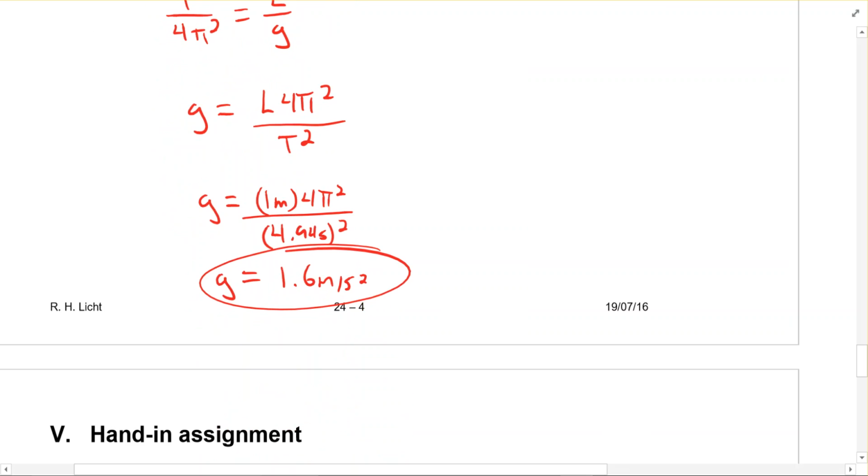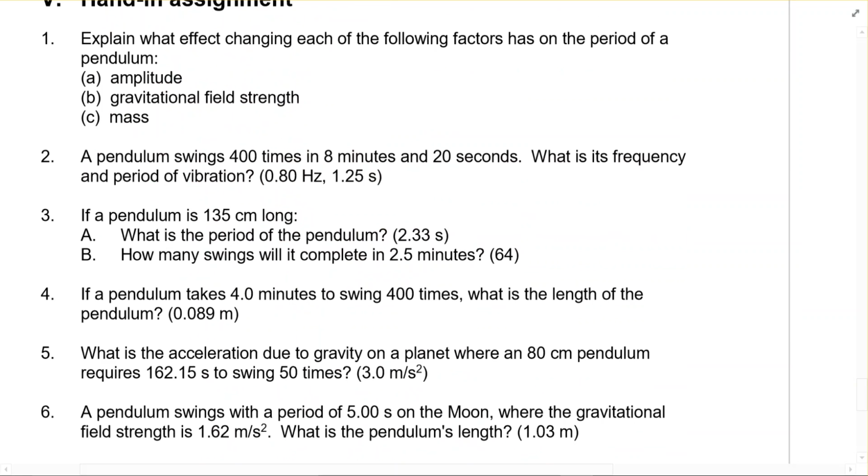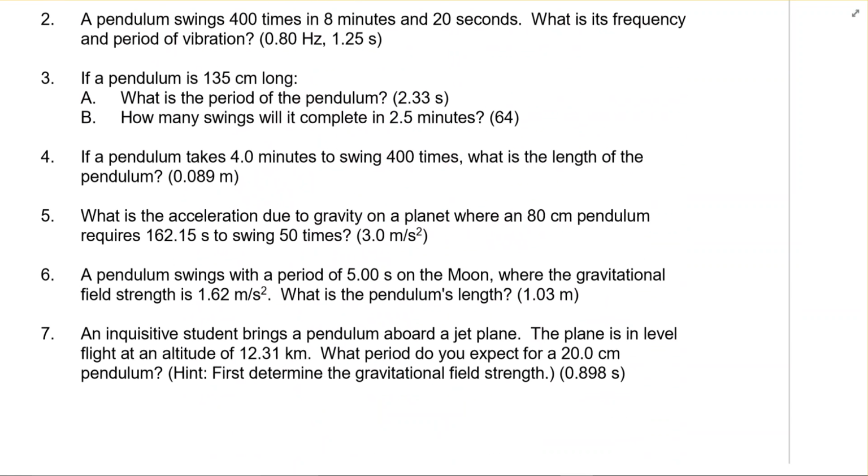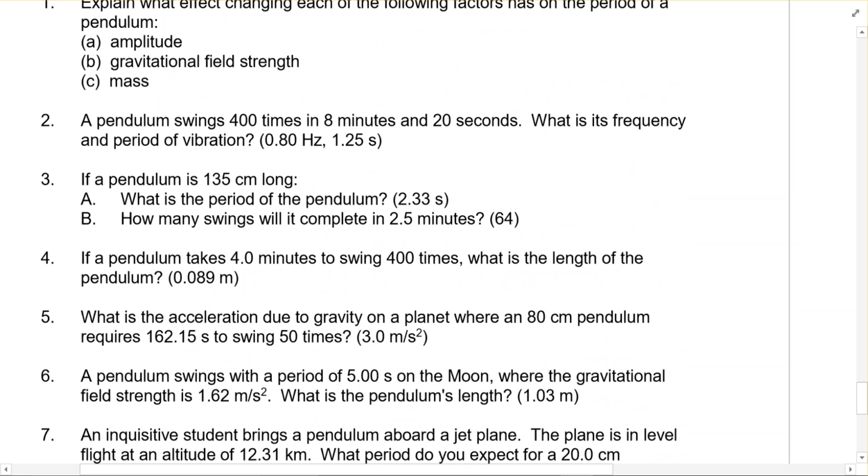Okay, so that's it for those ones. So now the last thing, there's a quicker hand-in assignment. This one shouldn't take you too long. It'll be similar to the ones that we've just done.